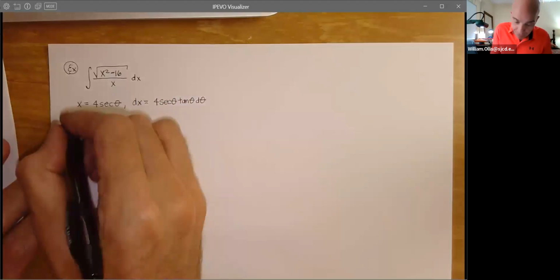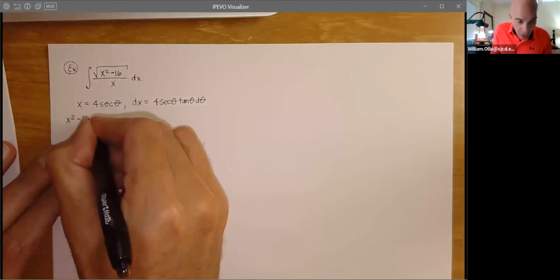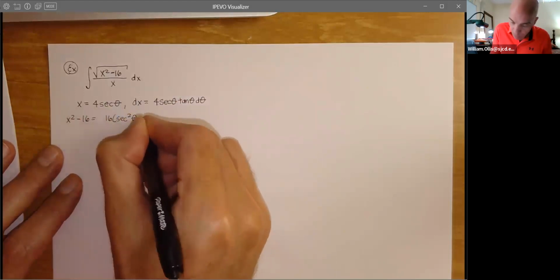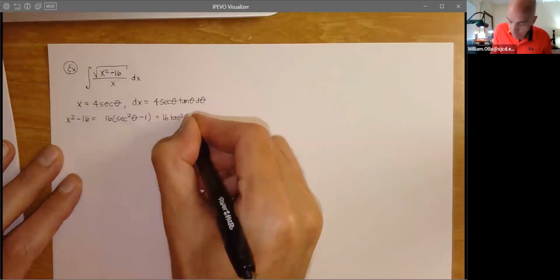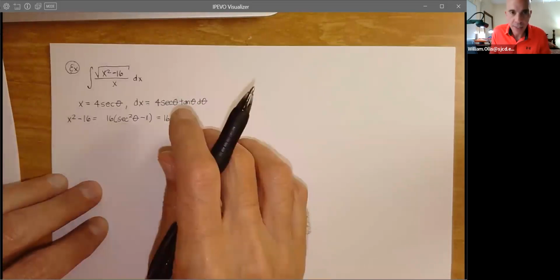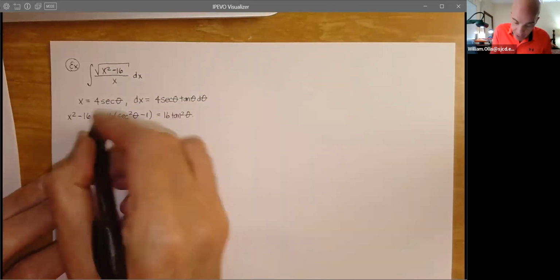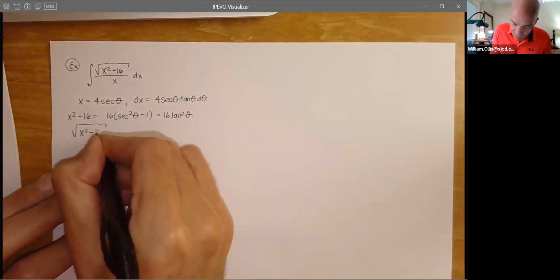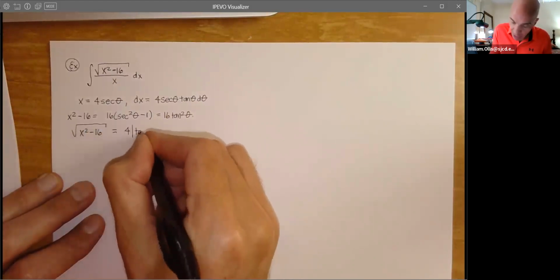And now, if you will, x squared minus 16, let's just go ahead and write this down, will now be 16 times secant squared theta minus 1. So this is 16 tangent squared. You can go ahead and write this down, or you can jump right to the punchline and avoid this. I'm just doing this now so it parallels what I did before. So now, if we think about this, the square root will just be now 4 times the absolute value of tangent theta.